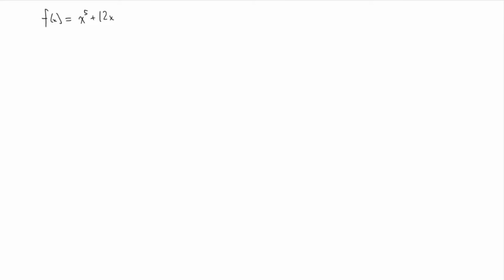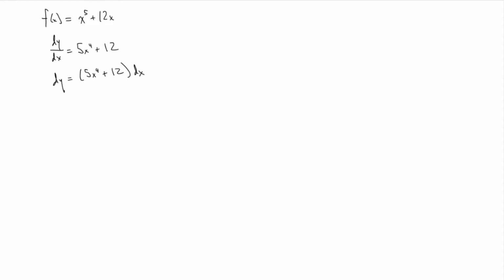Let's look at a quick example. Take this function f of x equals x to the fifth plus 12x. It's very easy to compute the derivative. dy dx is 5x to the fourth plus 12. And so in differential notation, we have that dy is 5x to the fourth plus 12 times dx.